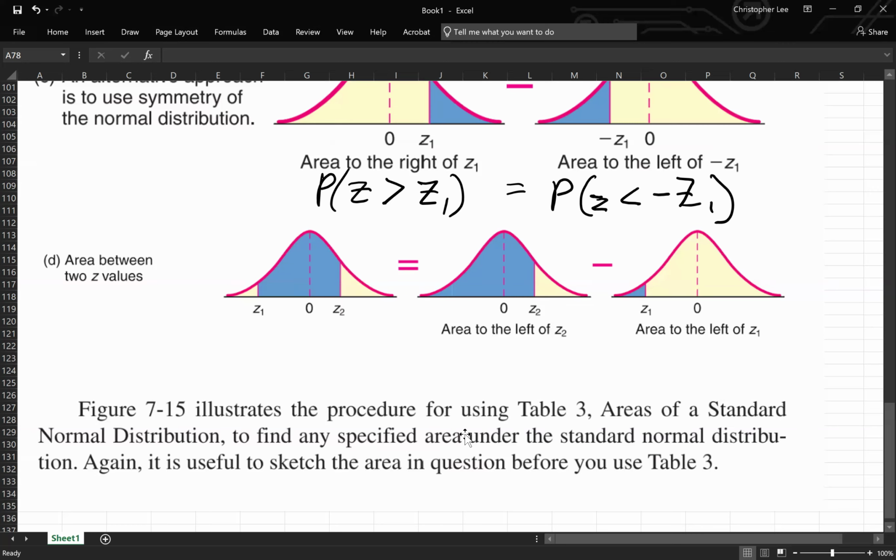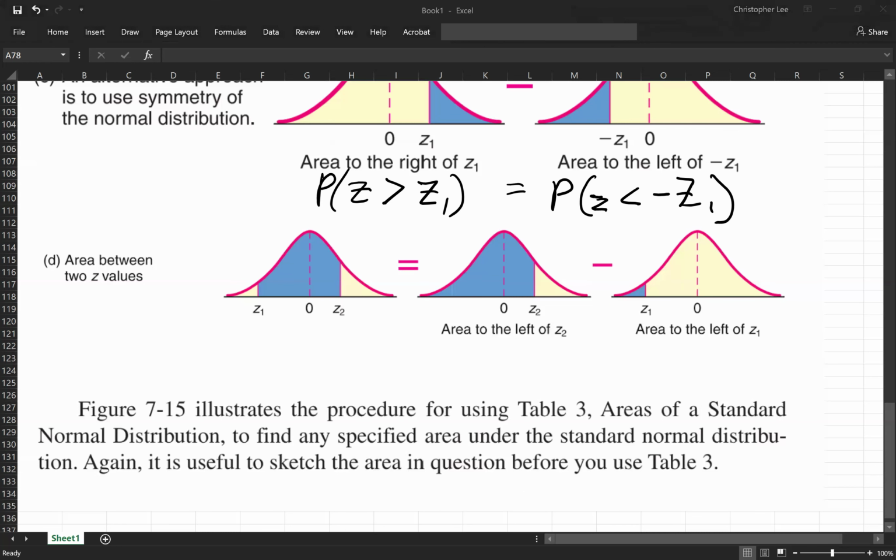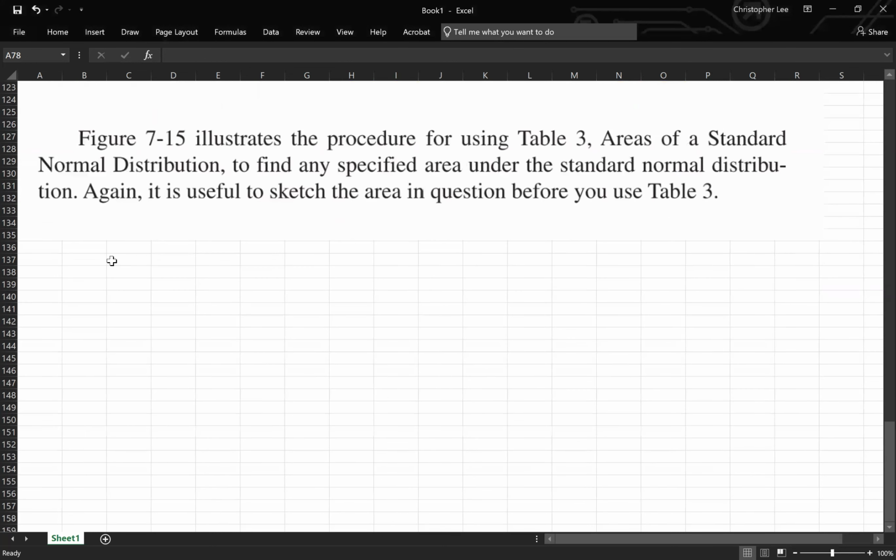So figure 715 illustrates the procedure of using table 3 areas of a standard normal distribution to find any specified area under the standard normal distribution. Again, it is useful to sketch the area in question before you use the table. All right. So for me, it's up to y'all. You guys can use the table if you want, or you could use the calculator. And I'll show you how to do both.